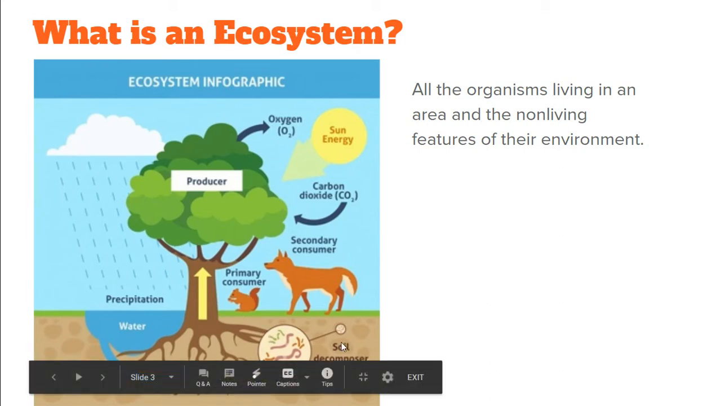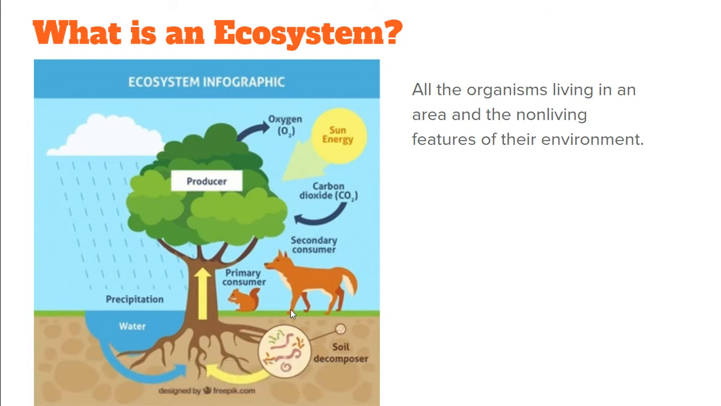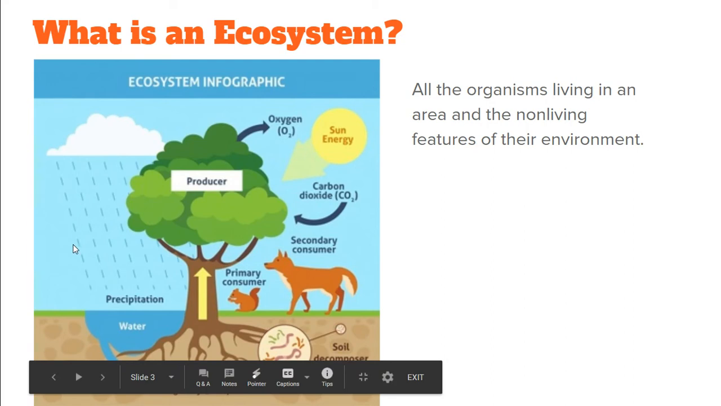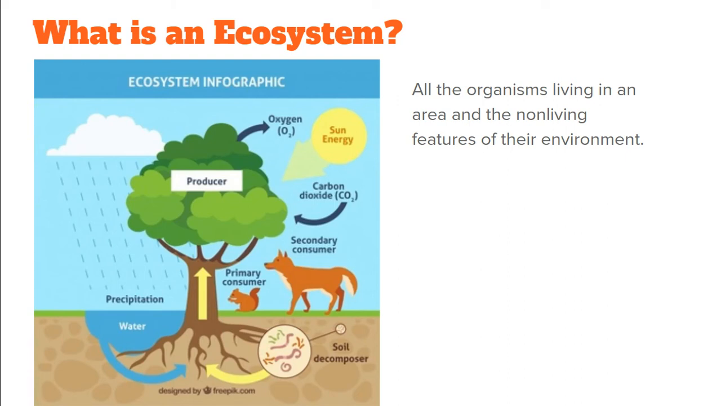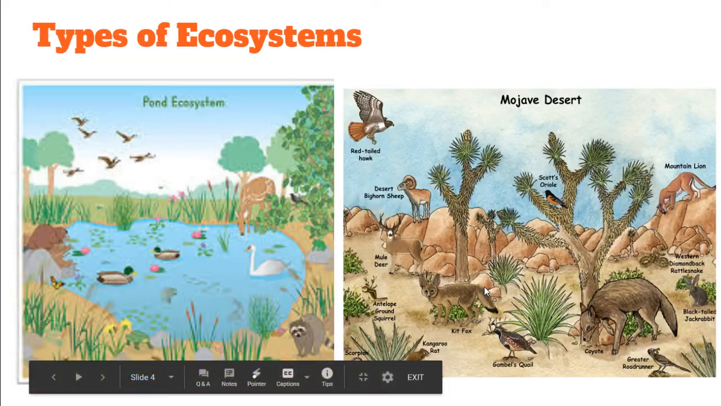And then we have some decomposers like worms and different bacteria in the soil. That is also part of the ecosystem. So these living and non-living things are all part of one ecosystem. And there are different types of ecosystems. So when I say ecosystem, you might think of biomes, which I know you've talked about, like the tundra and deserts and different types of biomes.